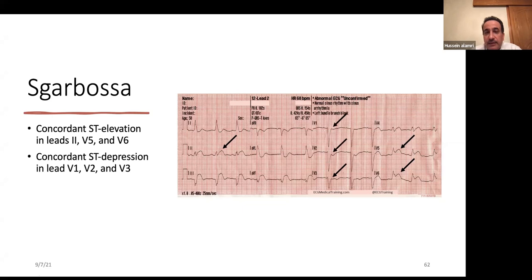Again, there is ST depression in V1, V2, and V3. This should not be there, isn't it? This should be elevated because the QRS is negative. We should not have ST depression. Yes. And this is an anterior wall MI.